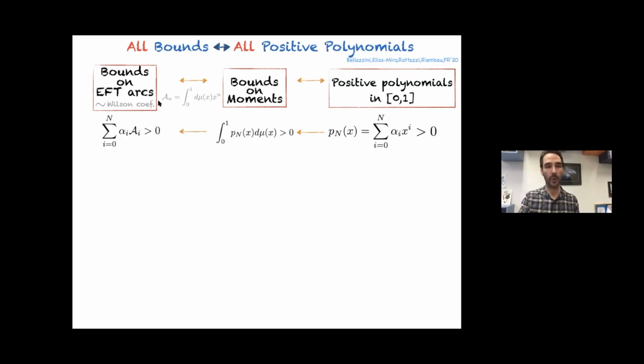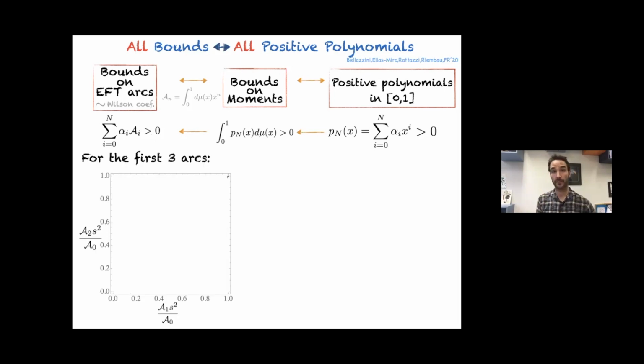Now, using the equivalence between arcs and these moments, we obtain a relation between arcs. So the sum of arc i times the original coefficient of the polynomial, alpha_i, must be positive. It's a condition on arcs. You see now that by finding all positive polynomials, we will find all positivity conditions that relate arcs.